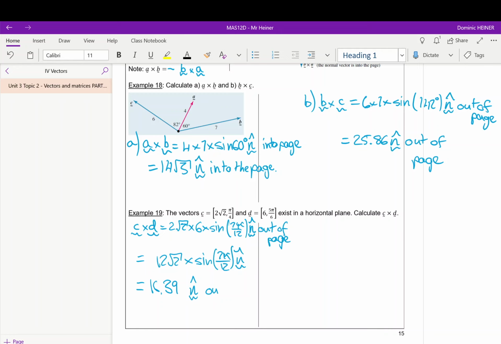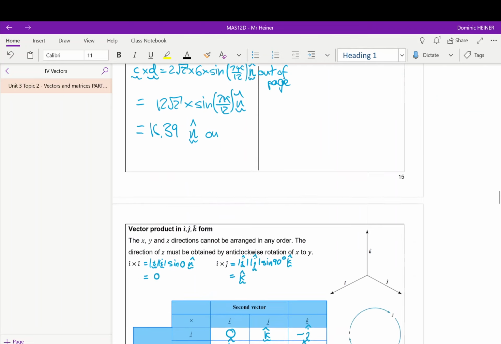For example 19, we're not given a drawing. We are just given two vectors in polar form. We're still able to find it, but then we have to do some visualization to understand whether it's going out of the page or into the page. So because we are going from a smaller vector to a bigger vector, we've got our fingers going to the left, which means the normal vector is coming out of the page. So that's 16.39 times the normal vector n out of the page.